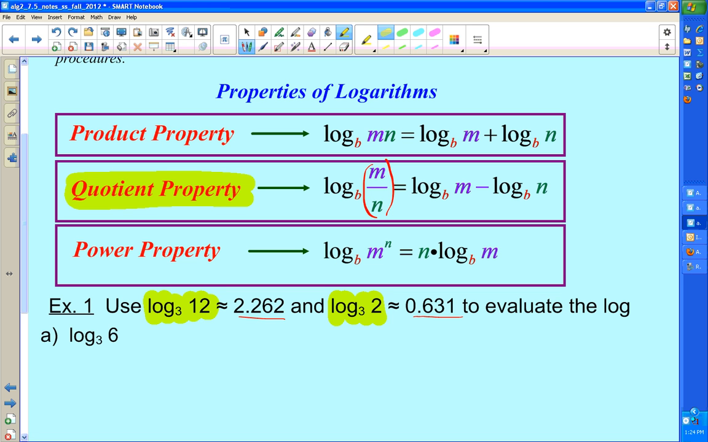Your other choice is to use a table. We have log tables in the back of books. I don't know if there's one in your book anymore because nobody uses it. Or you could memorize bases. Like you could memorize base 3, for example. Log base 3 of 12 is 2.262.